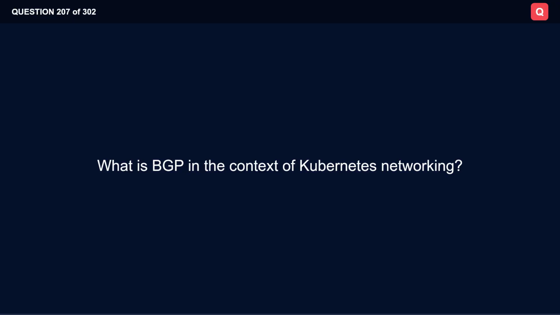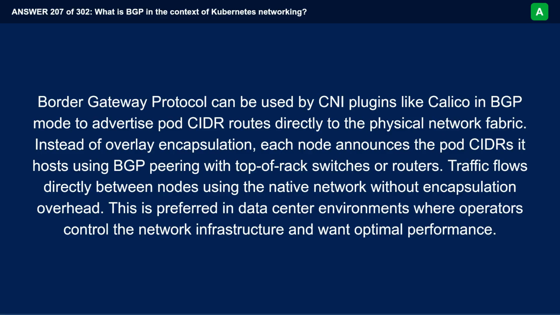What is BGP in the context of Kubernetes networking? Border Gateway Protocol can be used by CNI plugins like Calico in BGP mode to advertise pod CIDR routes directly to the physical network fabric. Instead of overlay encapsulation, each node announces the pod CIDRs it hosts using BGP peering with top-of-rack switches or routers. Traffic flows directly between nodes using the native network without encapsulation overhead. This is preferred in data center environments where operators control the network infrastructure and want optimal performance.